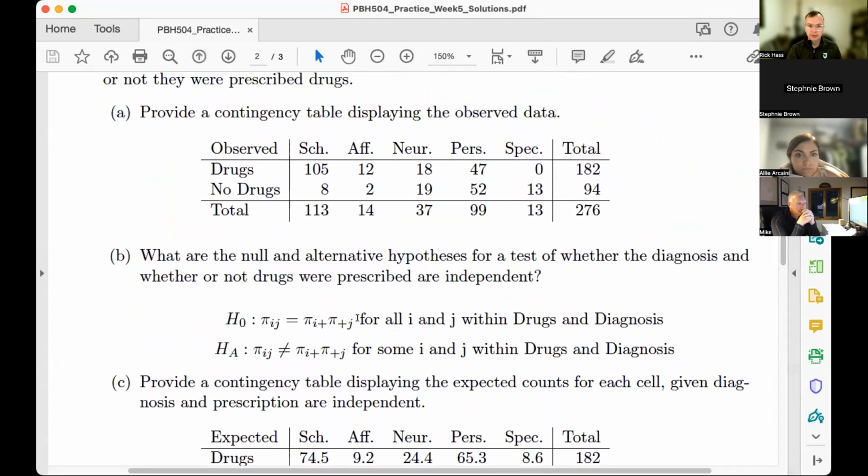Now in symbols, you might see it laid out this way, which basically just says it statistically, right? That for all i and j, so for all rows and columns, the cell probability is equal to the product of the marginals. That for each cell, whether or not the person was prescribed drugs is independent of their diagnosis. So this just says it in symbols.